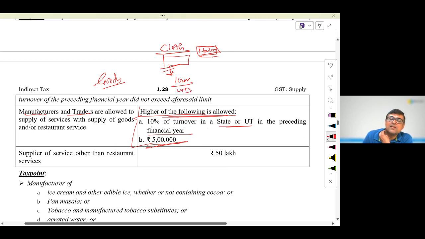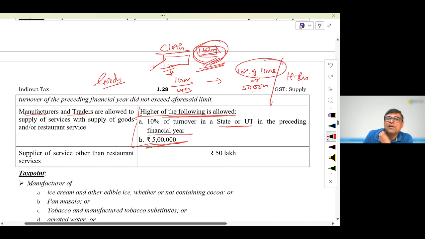So in this year, the supply of services through this tailoring shop is a supply of service. I'm selling goods here, but I'm providing service here. Max to max, I can provide services up to 10% of 1 crore or rupees 5 lakh, whichever is higher. I believe 10 lakh would be higher. That means from the tailoring shop, if I'm providing services, it must be within 10 lakh. If it exceeds the limit of 10 lakh, then I cannot opt for this scheme. I'm supposed to opt out from this scheme immediately.